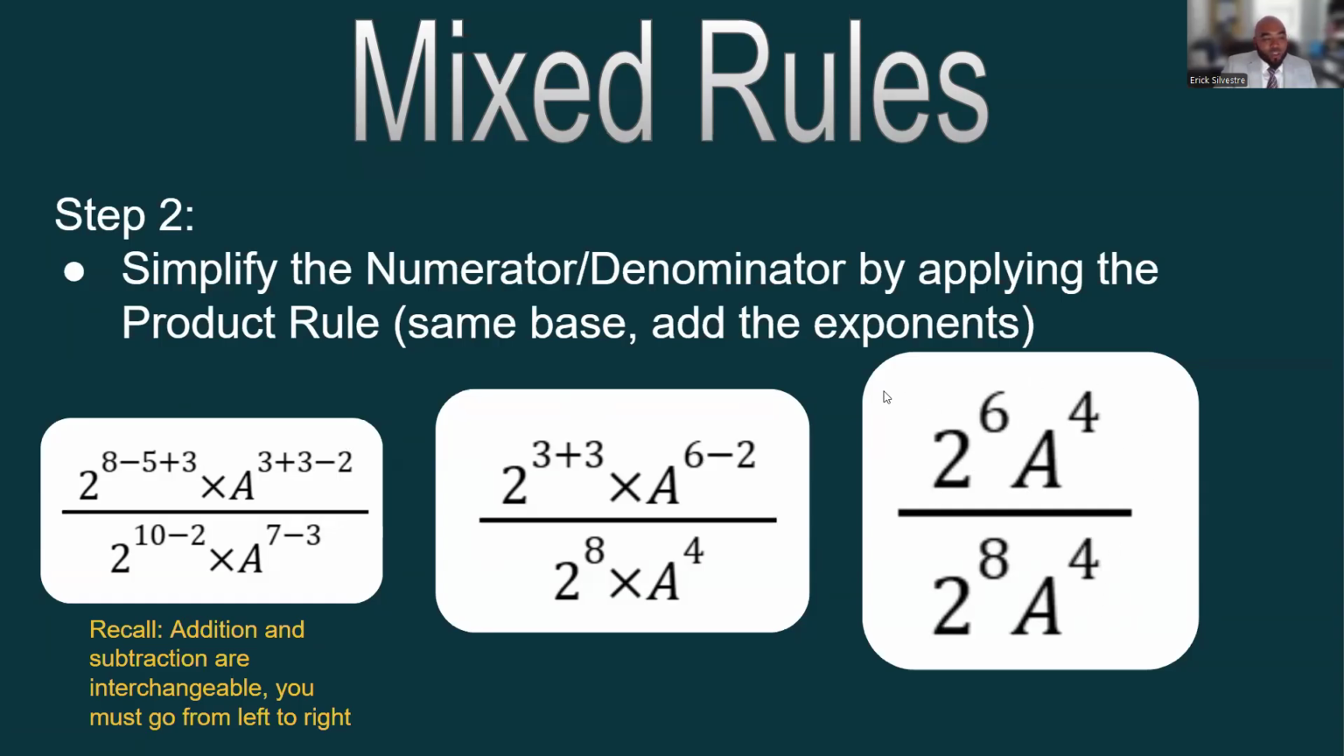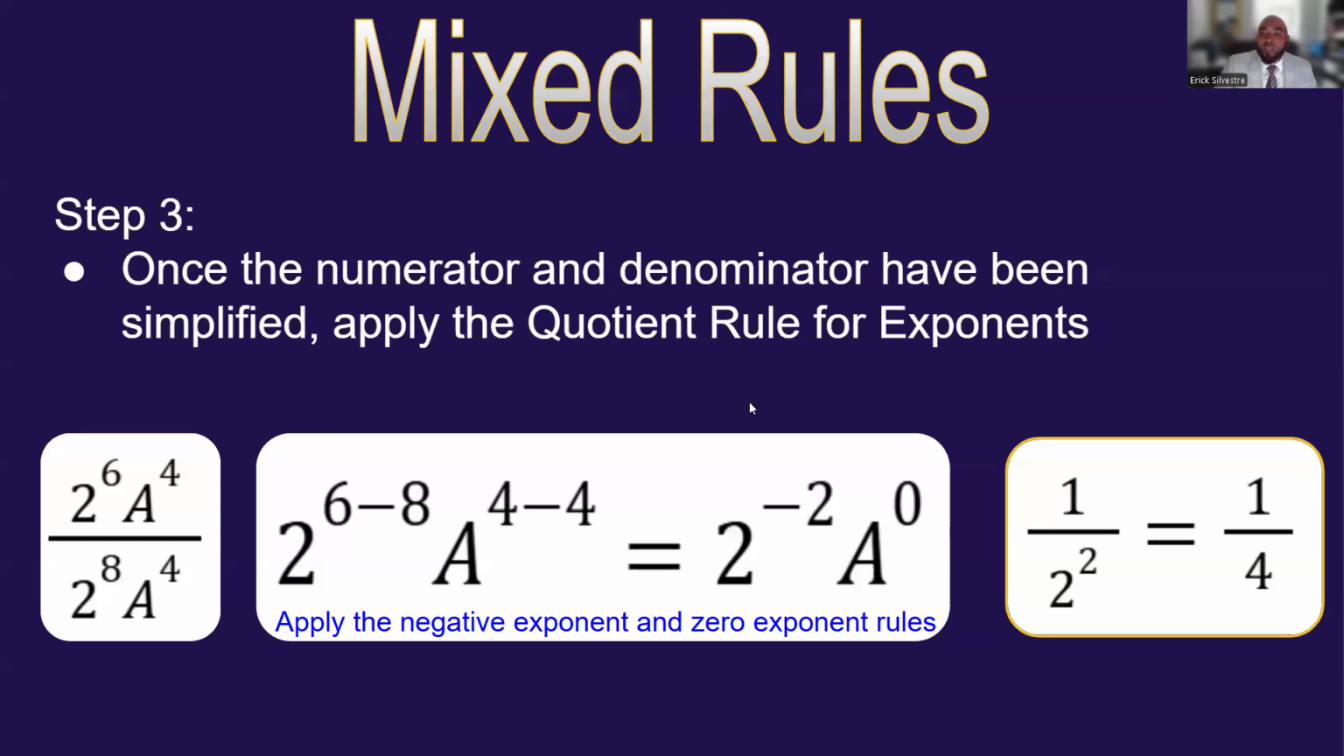I cannot do anything else to the numerator. I cannot do anything else to the denominator. They're not like terms, so they do not have the same base in the numerator. I cannot do anything between the 2 to the 6th power and the a to the 4th power. Same thing with the denominator. The 2 and the a are not the same base, so this is in the simplest form for the numerator, and the denominator is in the simplest form. Once I simplify my numerator and denominator, then I could actually apply my quotient rule.